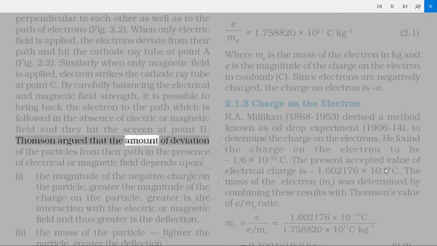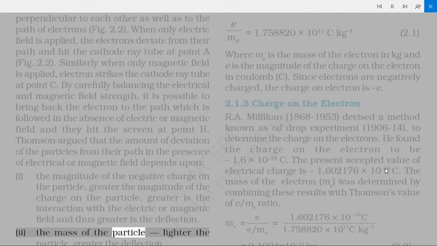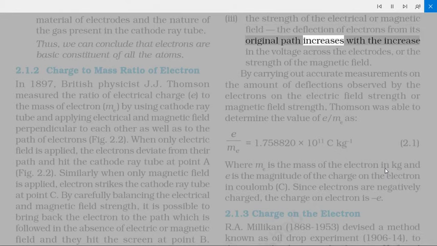Thomson argued that the amount of deviation of the particles from their path in the presence of electrical or magnetic field depends upon: 1. The magnitude of the negative charge on the particle; the greater the magnitude of the charge, the greater is the interaction with the electric or magnetic field, and thus the greater is the deflection. 2. The mass of the particle; the lighter the particle, the greater the deflection. 3. The strength of the electrical or magnetic field; the deflection of electrons from the original path increases with the increase in the voltage across the electrodes, or the strength of the magnetic field.